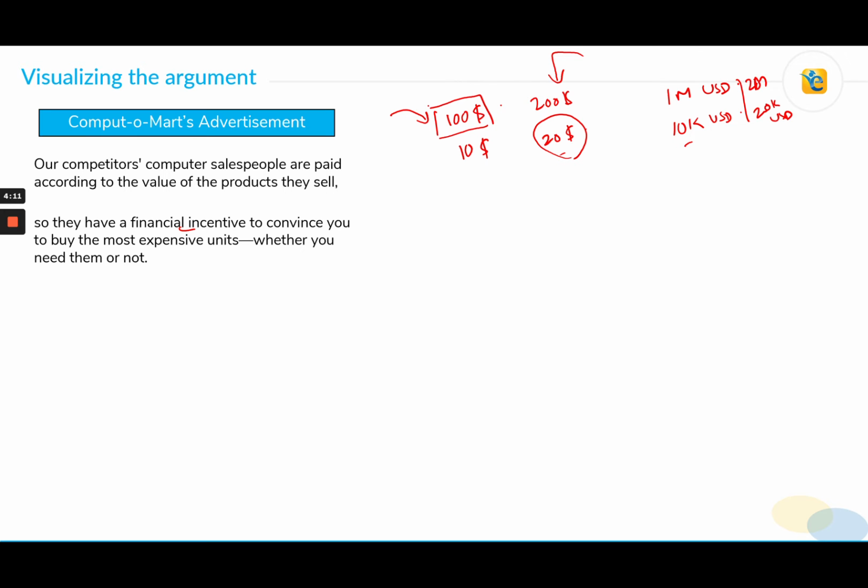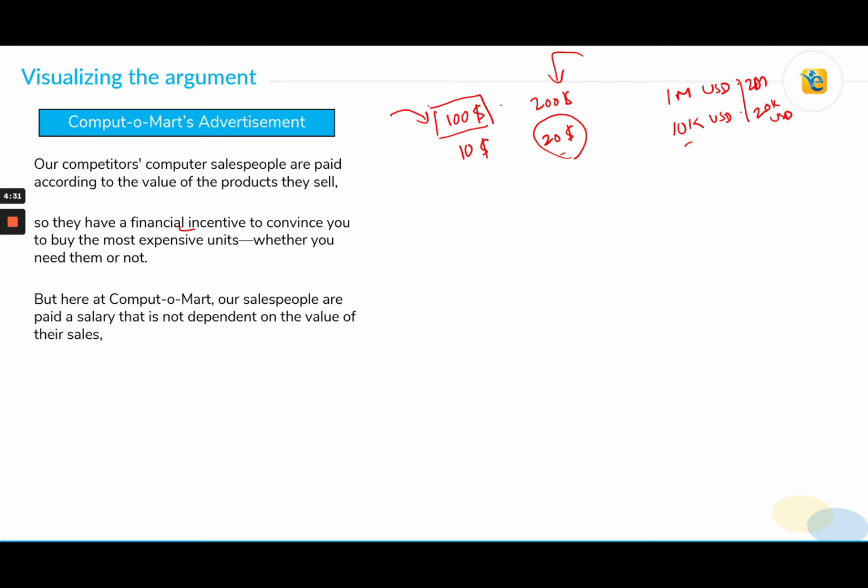That's the implication of the first two sentences. Whether I need it or not, somebody's going to try to convince me to buy a higher end laptop. It's as simple as that. Now let's move on. But here at Comput-o-mart, our salespeople, they are paid a salary that is not dependent on the value of their sales. So imagine that you are one of these salespeople.